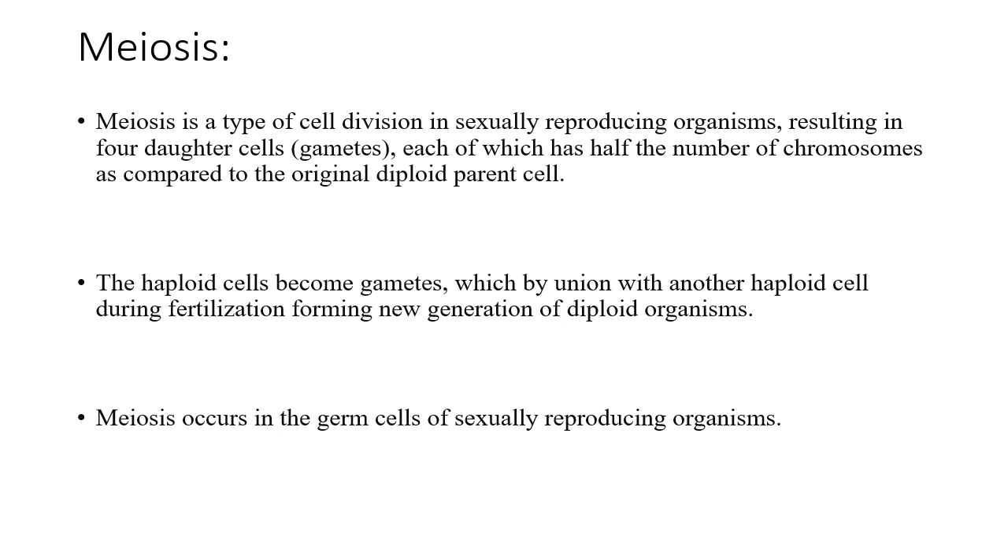And then these gametes or haploid cells, which means they have 23 chromosomes each, undergo union by a process called fertilization, giving a new generation of diploid organisms. And meiosis occurs in the germ cells of sexually reproducing organisms, and here they are the gonads, which are the testis in the male and the ovaries in the female. And meiosis has two divisions. We will talk about them in the next slide.